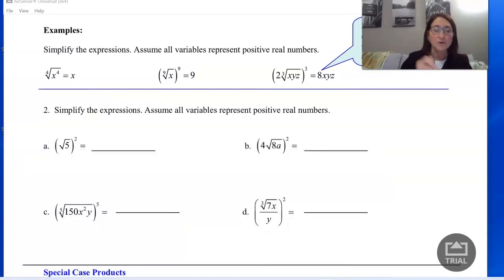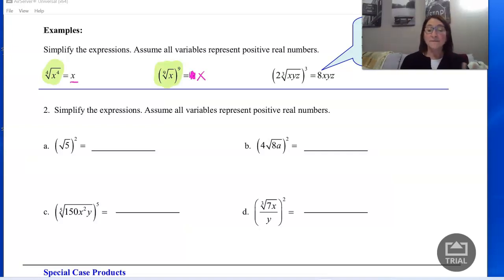So the fourth root of x to the fourth. That is going to be equal to x. The ninth root of x to the 9, there is a mistake on this. This is not equal to 9. It's equal to that radicand, x.